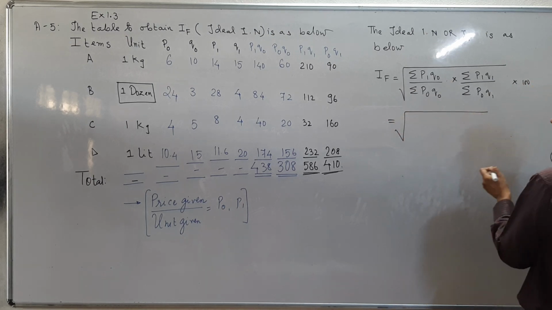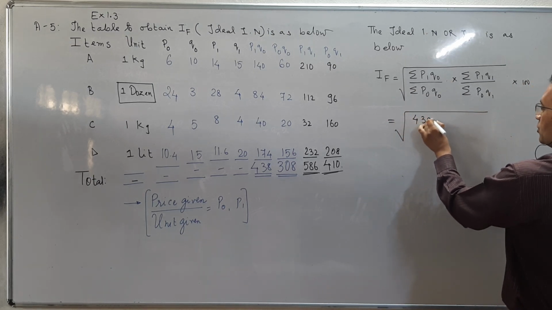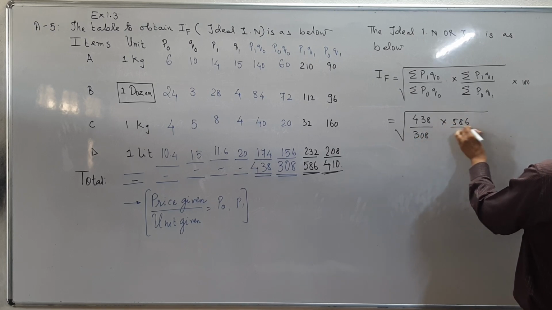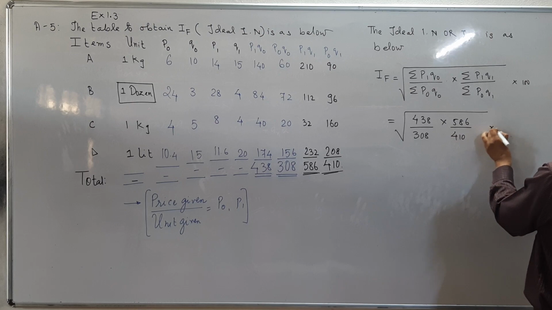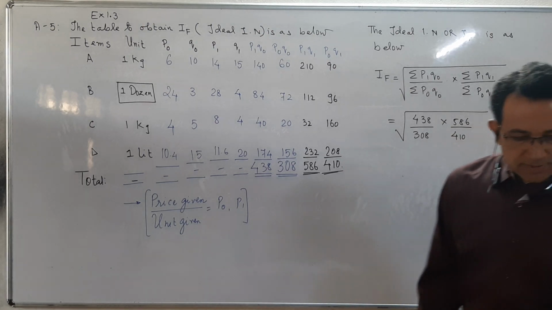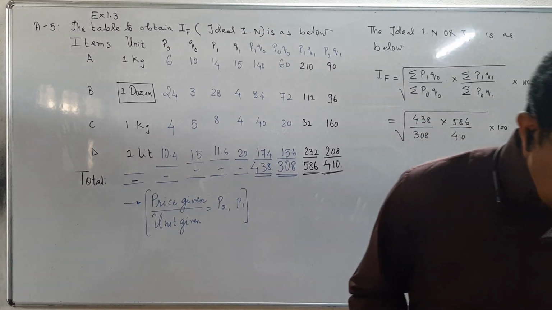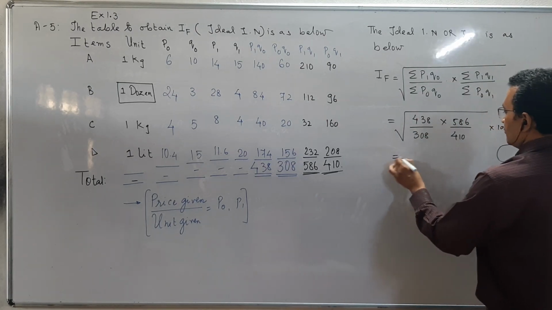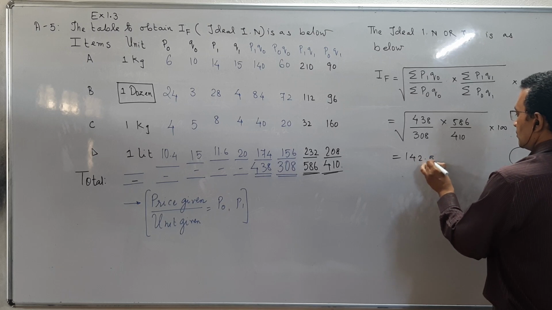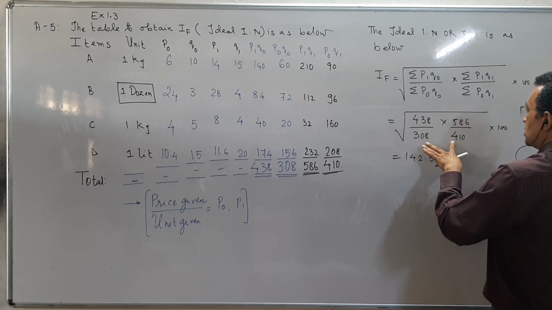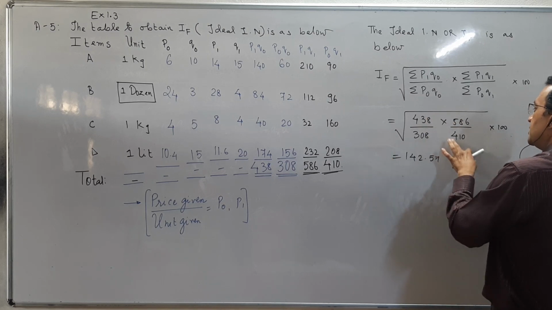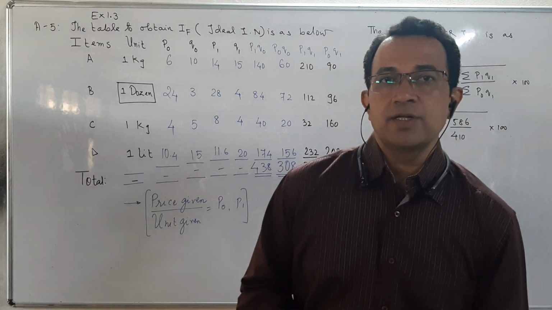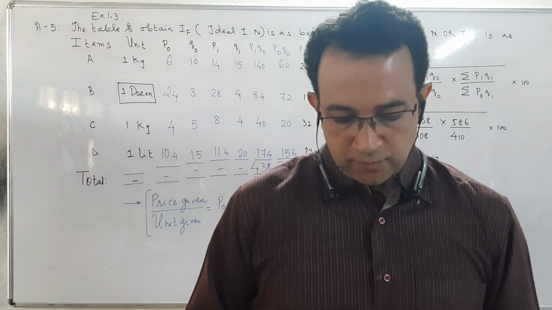So if I substitute this value, 438 upon 308 into 586 upon 410, with 100 outside. Simplifying, students, the answer comes out to be 142.57. Multiply these 2, then divide, then take the square root. So students, Fisher's index number comes out to be 142.57.